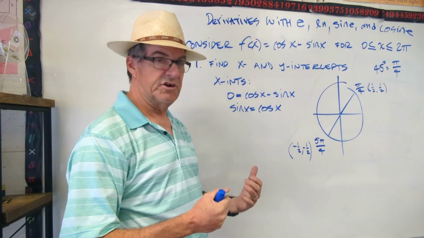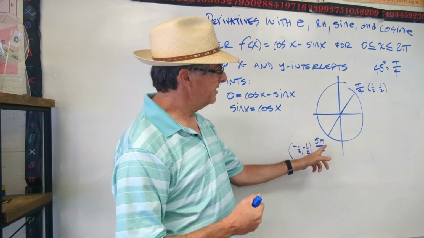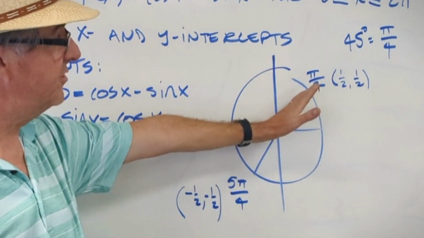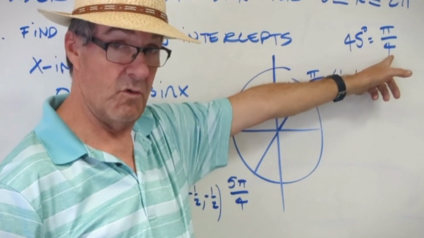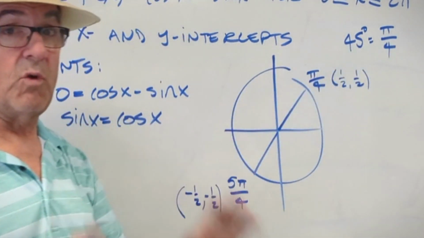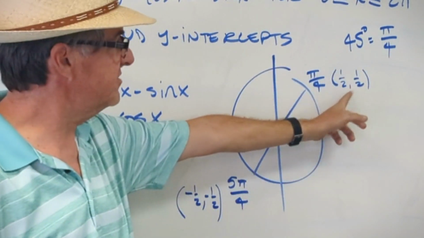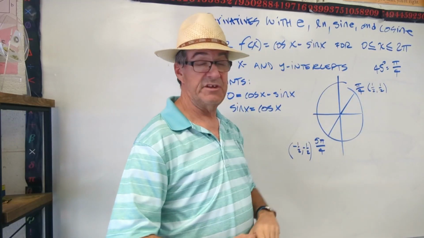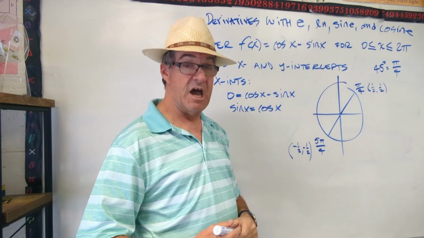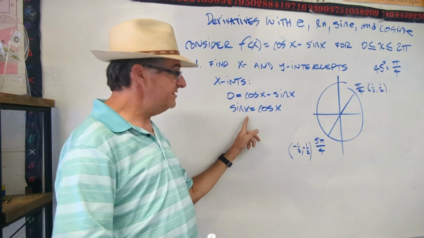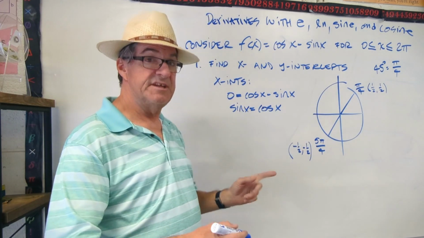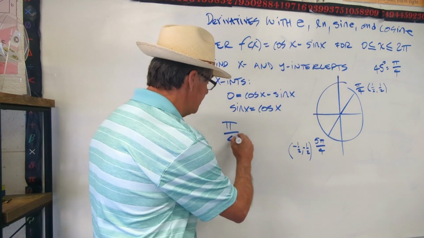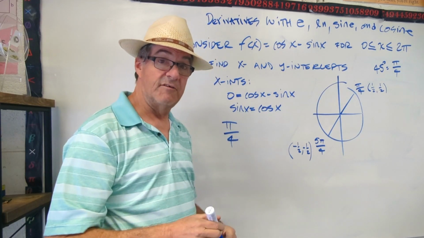Okay, unit circle time. Here we go. If you'll remember that at our 45 degrees, which is pi over 4, that's where our x and our y are the same. And x and y both equal 1/2. So our first place where x and y are the same is at pi over 4. So from this little equation we made here, that means that we have an intercept at pi over 4. Or I should say, an x-intercept at pi over 4.